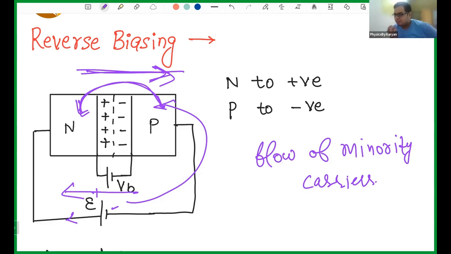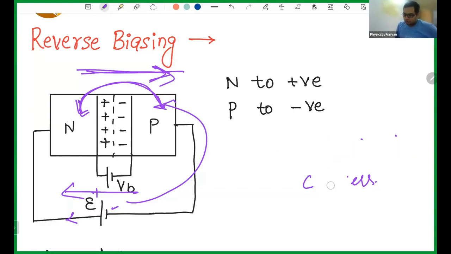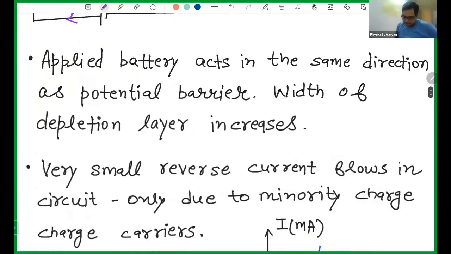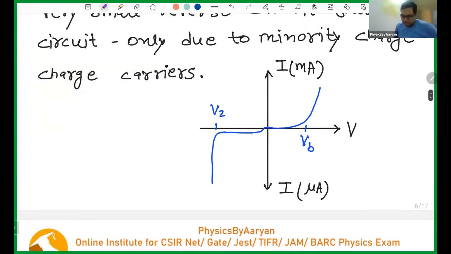But the problem is that there are not many minority charge carriers. Minority charge carriers are very small in number. So let's say you only have 10% minority charge. Only 10% of the current, or a very small portion of current, can come. Not a large current can come because minority charge carriers are smaller in number. That is why the current because of minority charge carriers is also smaller. So this is how you see your reverse biasing.